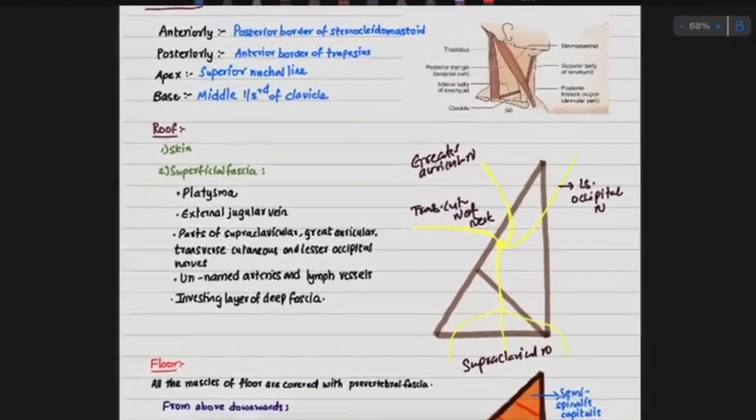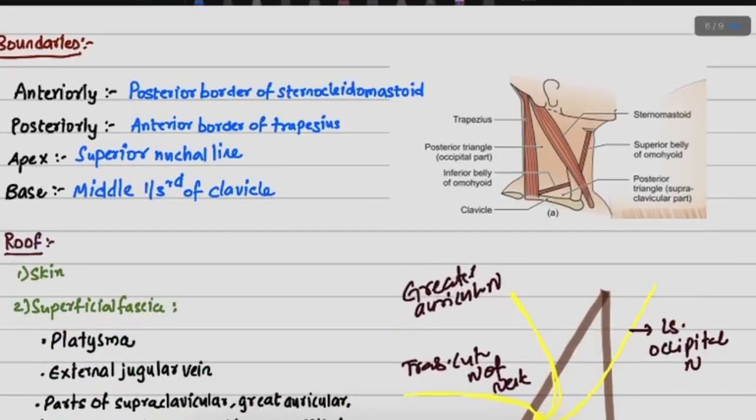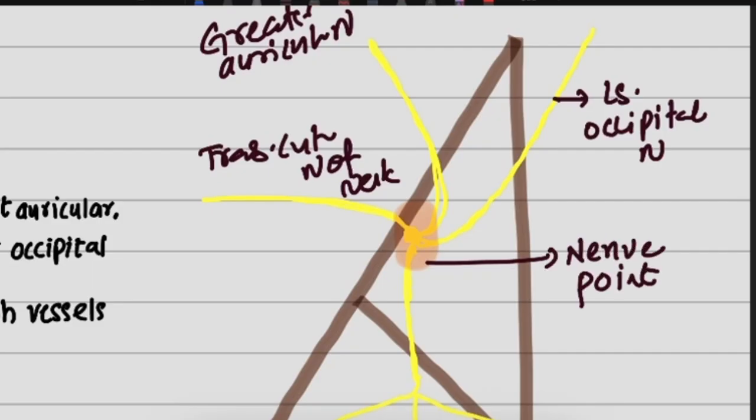You can easily remember it. Imagine the skull here. So this is the posterior triangle, right? From here to the occiput we have the lesser occipital nerve. To the external acoustic meatus we have the greater auricular nerve. Like this we have the transverse cutaneous nerve of neck, and like this we have the supraclavicular nerves. Now the point where all the nerves are meeting is known as the nerve point.